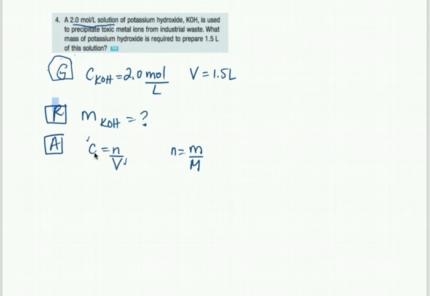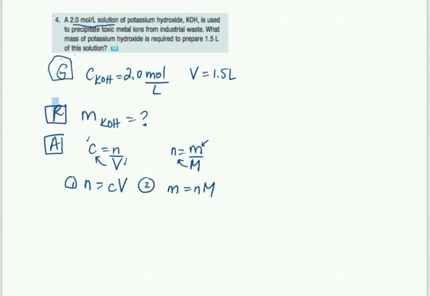So what we need to do here is, since we have the concentration and volume, we're going to rearrange this so that we are going to find the amount first. Once we find the amount, then we need to find the mass, which is this one here. So again, we're going to rearrange this one so that mass is equal to amount times the molar mass. Okay, so that's our plan. We're going to calculate the amount, then we're going to use it in here to calculate the mass.